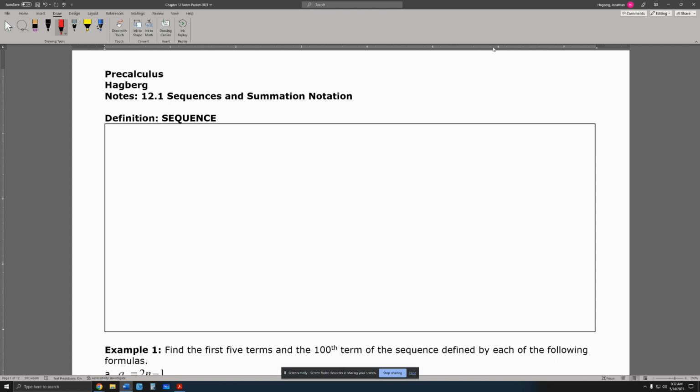Hi everyone. Today we're going to be completing our notes on 12.1 sequences and summation notation. I want to start just by defining what is a sequence. A sequence is a function f whose domain is the set of natural numbers.